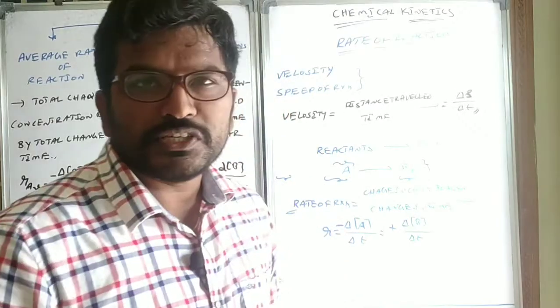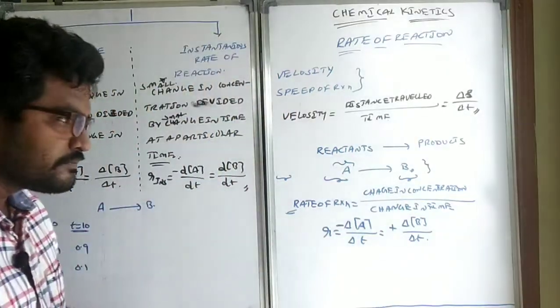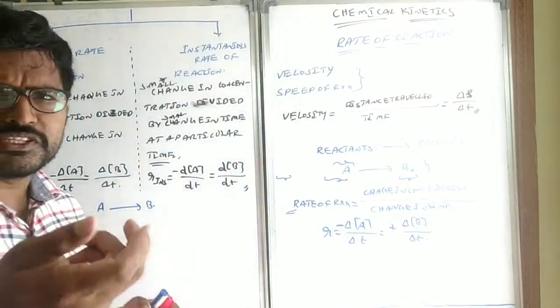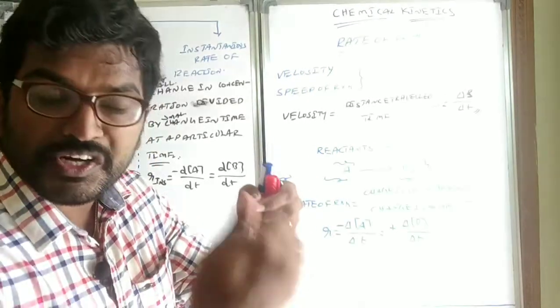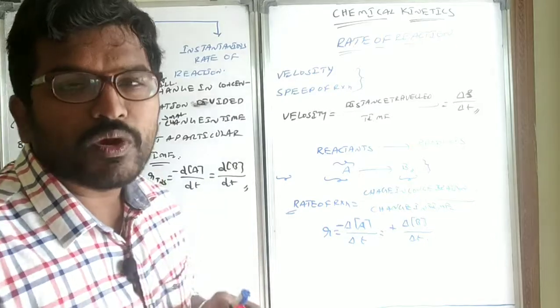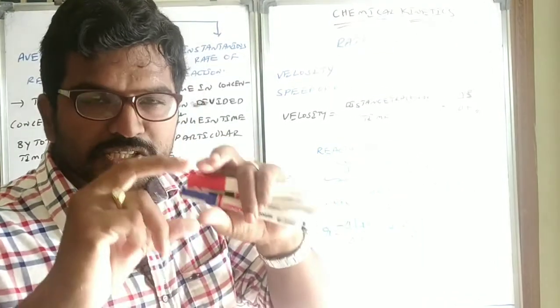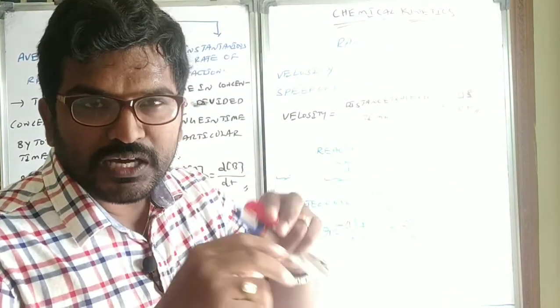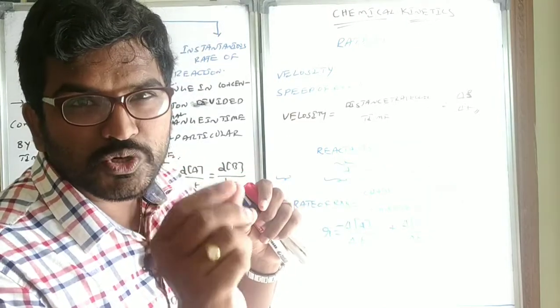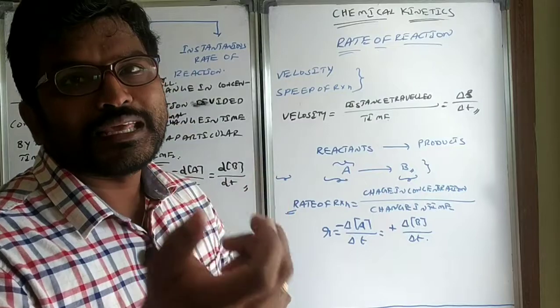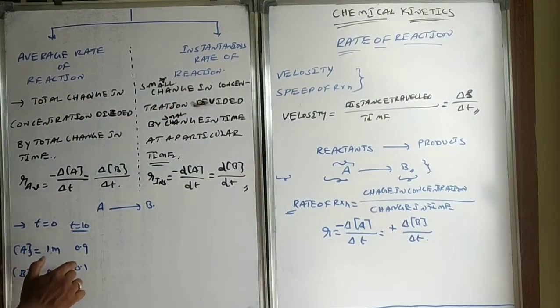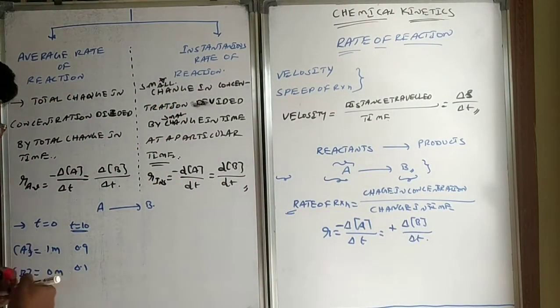Why do we have to freeze the reaction mixture? If you take the reaction mixture and find the concentration, the reaction will still be happening during the experiment. To avoid that, we take the reaction mixture and keep it in a refrigerator at around 0 degrees centigrade, so the reaction will stop. Then we take the reaction mixture and find the concentration of A and B.